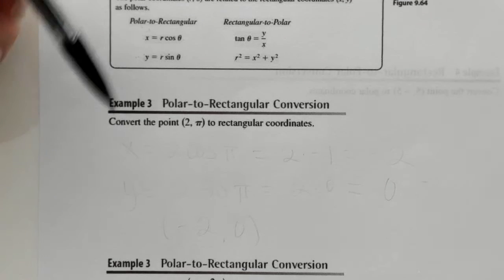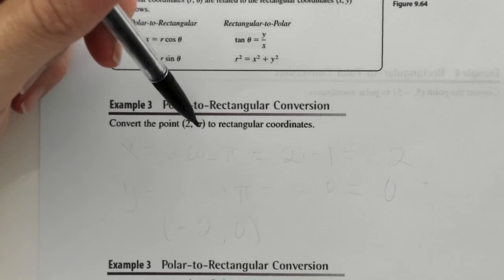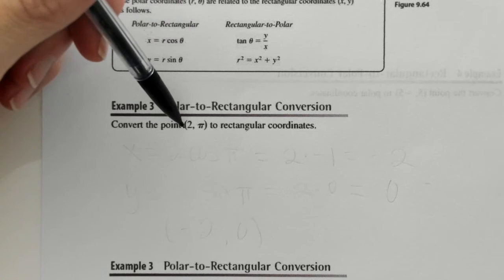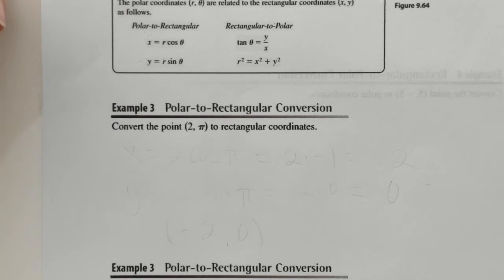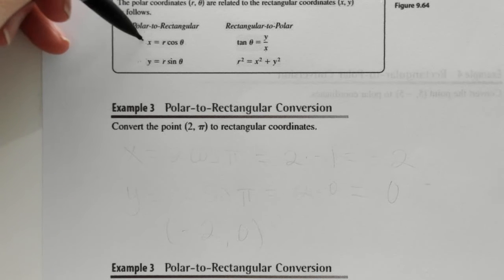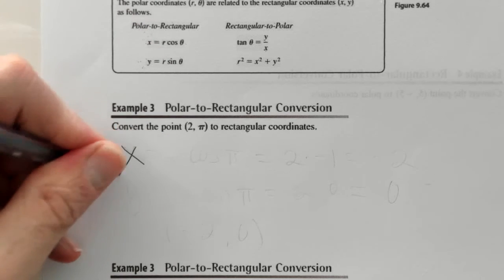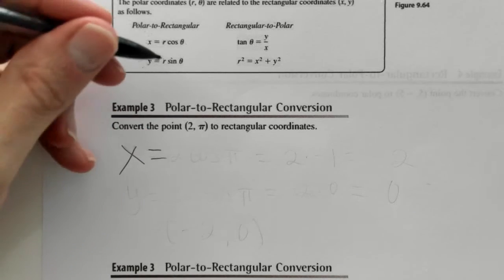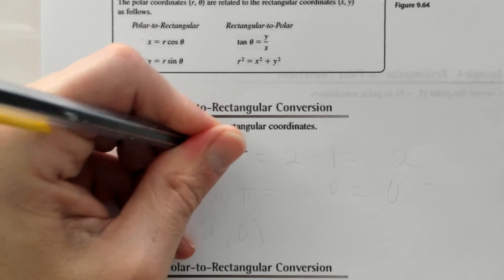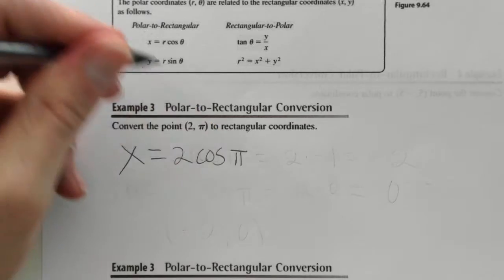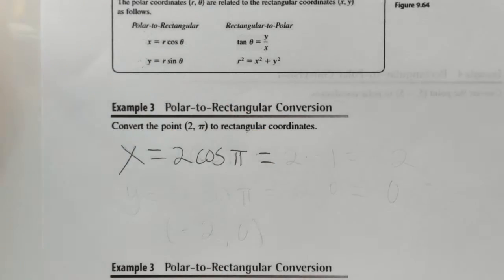So let's try some. Let's say I wanted to convert this point 2 comma pi to rectangular coordinates. Remember, for 2 comma pi, the radius is 2 and the angle is pi, so we can visualize where that point would be as a rectangular coordinate. Now if I wanted to convert from polar back to rectangular, I'll use this set of equations. The x is going to be equal to r, which is 2, times cosine of pi, the angle. Let's see what that is equal to. That's going to be equal to 2 times... now I need to see what the cosine of pi is.